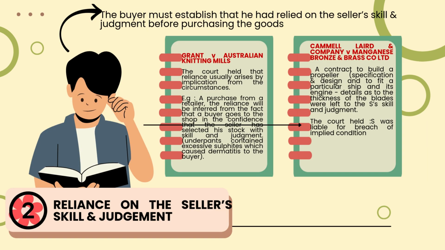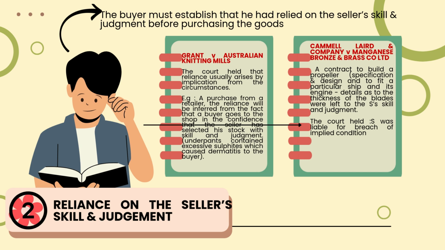Next, the buyer is relying on the seller's skill and judgment. So, it is necessary to show that the buyer relied on the seller's skill and judgment, expressly or impliedly. In the case of Grant v Australian Knitting Mills, the court laid down the principle that it was necessary to show that there was reliance on the seller's skill and judgment, and that the reliance can be inferred from the fact that a buyer goes to the shop in the confidence that the seller has selected the goods with skill and judgment. The court held that reliance usually arises by implication from the circumstances.